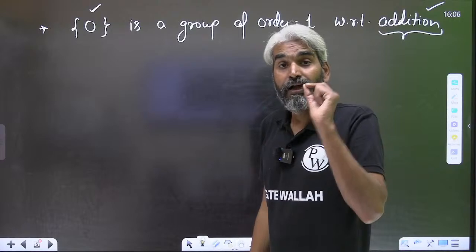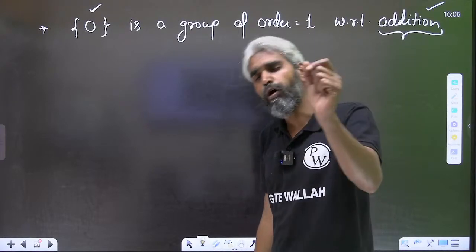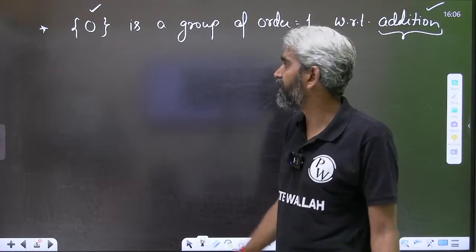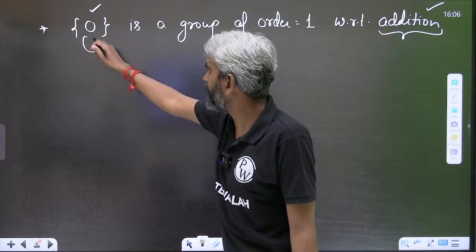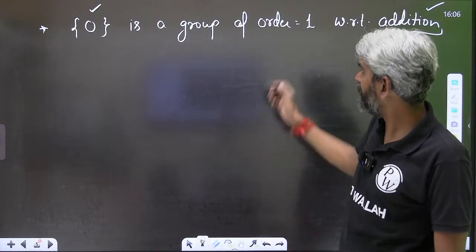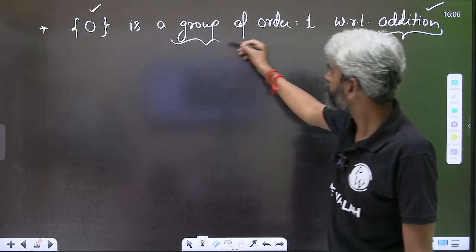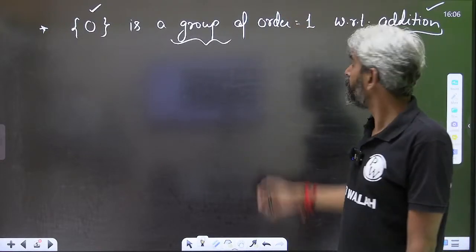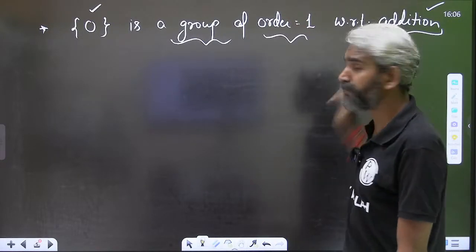Now, the inverse of the identity element will always be the identity element. Therefore, the inverse of 0 is 0, and it is present in the set. Therefore, it is a group. Therefore, it is a group of order 1 with respect to addition.